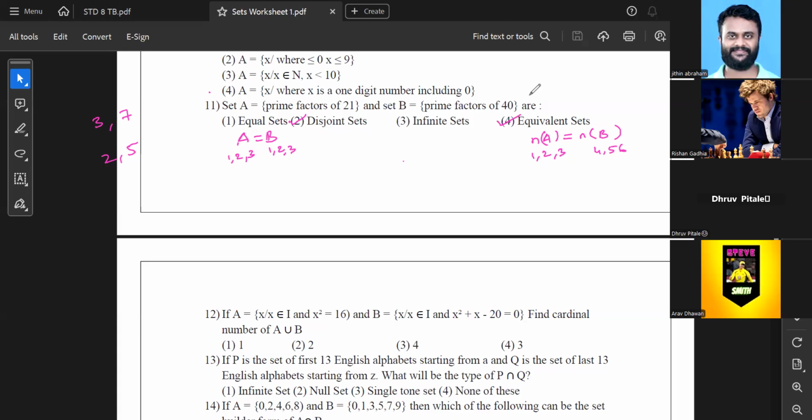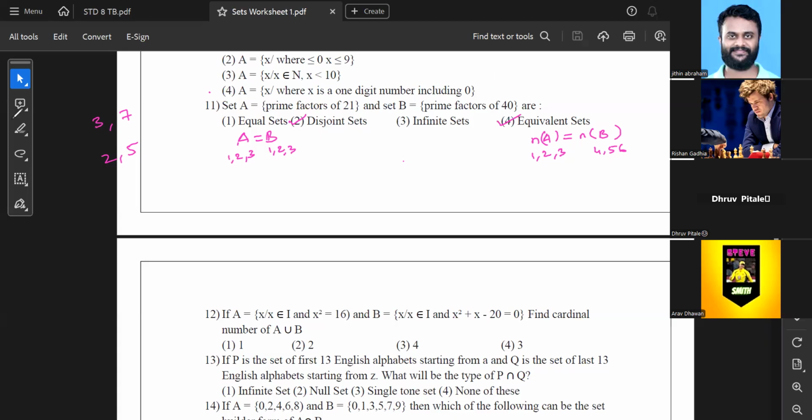I'm just thinking, just a minute. I'm just taking time to think. Yes, 2 and 4 both are correct. Okay, so I'll mark it as 2 comma 4 only. Okay, let's go for the next one.